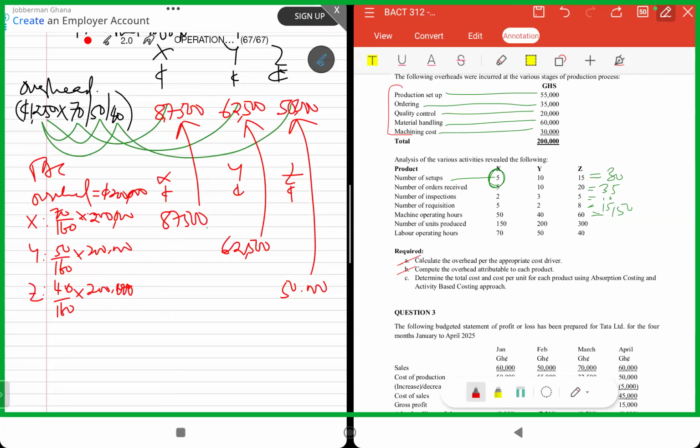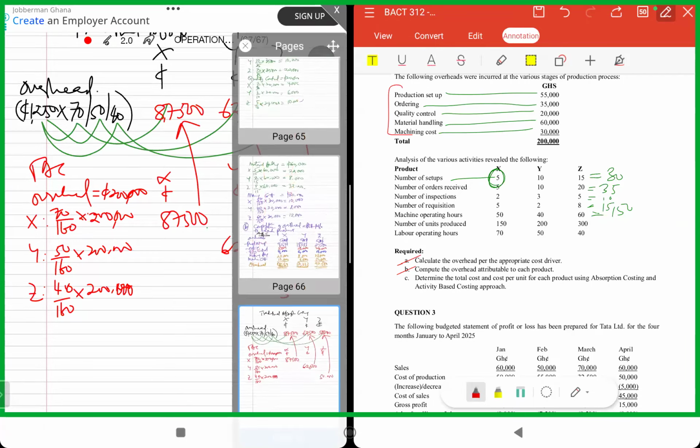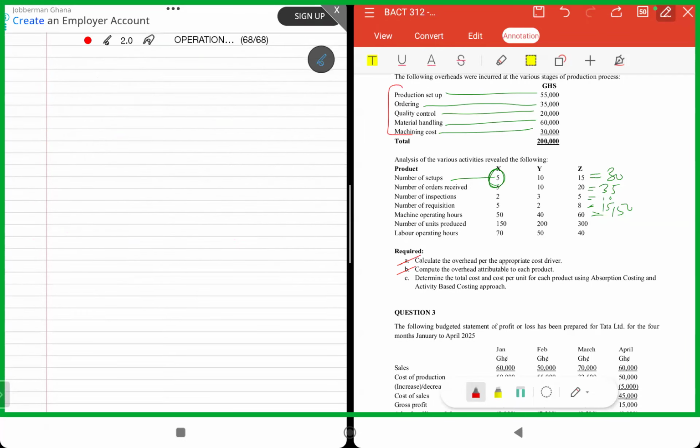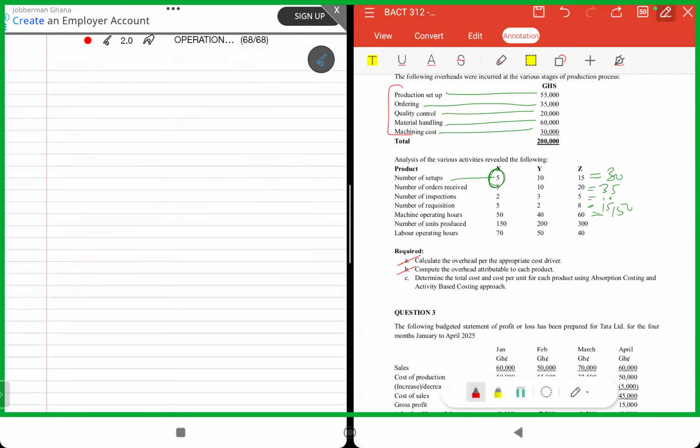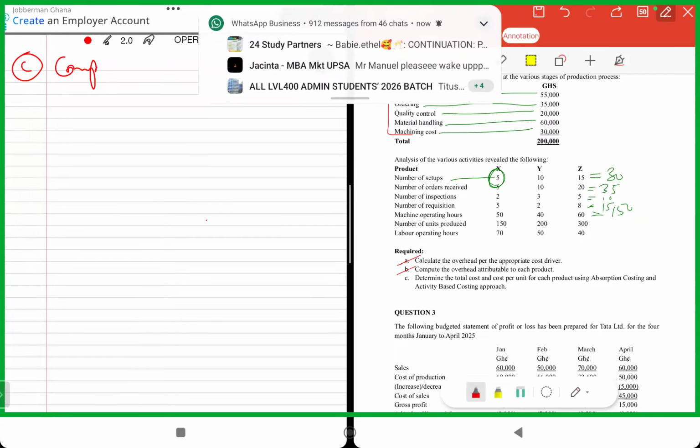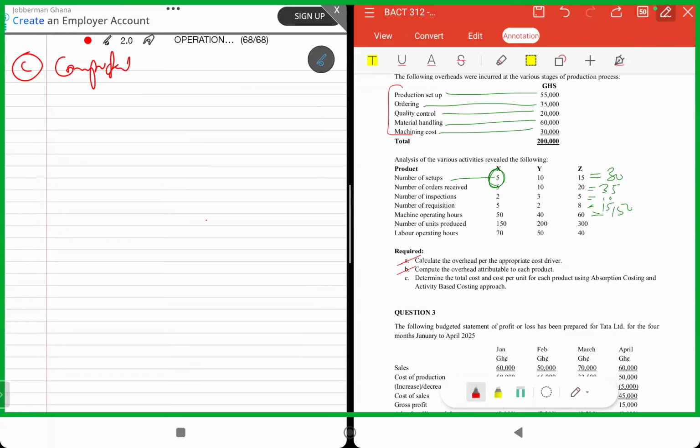So we go with the last one. Determine the total cost and cost per unit for each product using absorption costing and activity-based costing approaches. So C: Computation of total costs and cost per unit using traditional absorption costing and activity-based costing.